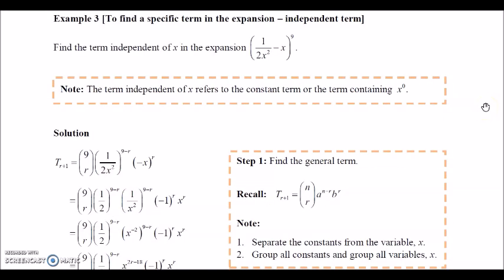We will now move on to example 3, where we will learn how to find a specific term in an expansion that involves an independent term. So let us take a look at example 3, where I'm supposed to find the term independent of x in this expansion. Before we move further, we need to first understand what term independent of x actually means. The term independent of x refers to the constant term, or basically just the term that contains x to the power of 0.